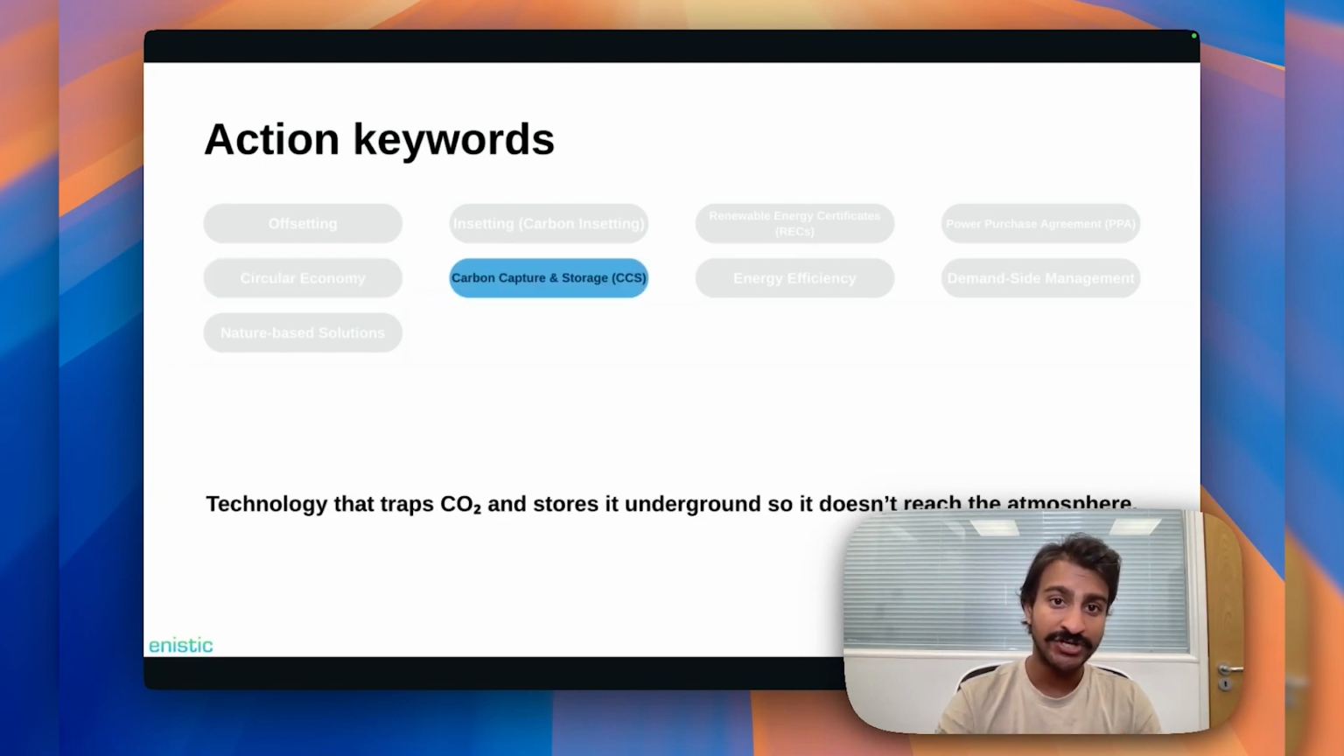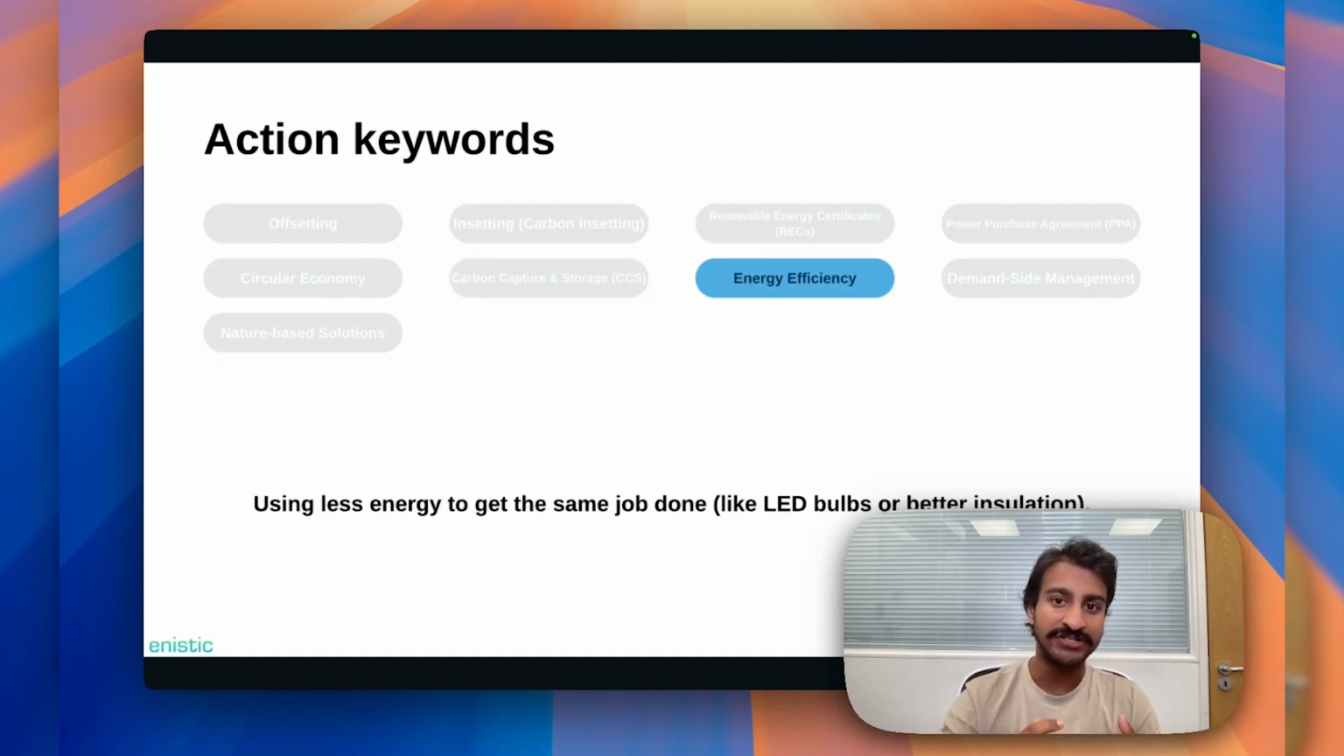Carbon capture and storage is technology that traps carbon emissions and stores it underground so that it doesn't reach the atmosphere. The emissions have occurred, but they are being captured so that they don't have the warming impact. Energy efficiency is using less energy to get the same job done, like LED bulbs or better insulation. It's one of the key ways to decarbonize within an organization's control.